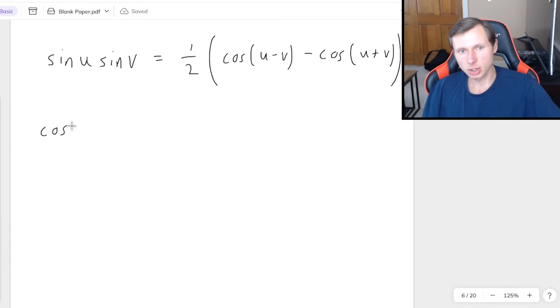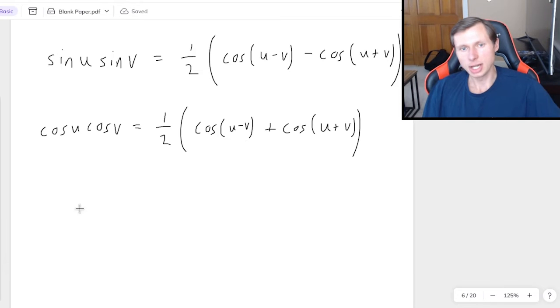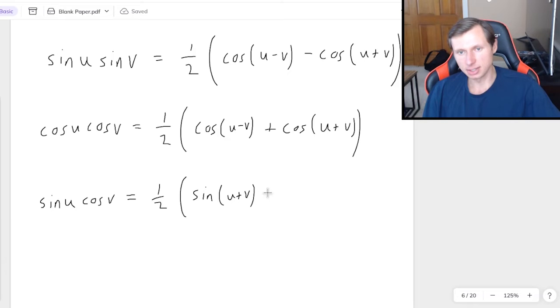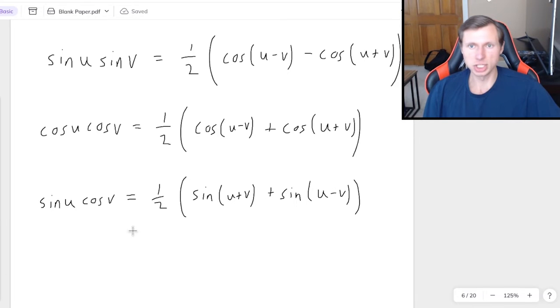Then if you have cosine u cosine v, that's going to be the exact same thing, except instead of minus, it's plus. Now we can also have a mix and match, for instance, sine u cosine v, which is going to equal 1/2 sine of u plus v plus sine of u minus v. Yes, I know this is really annoying and really easy to confuse, but there's just one more.